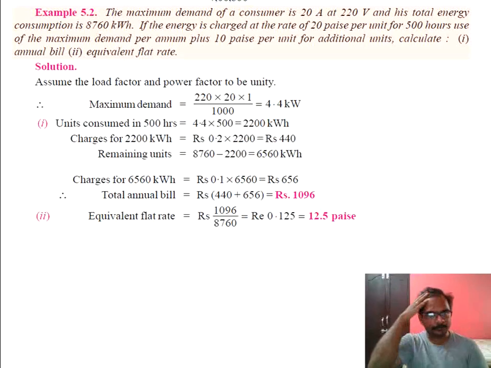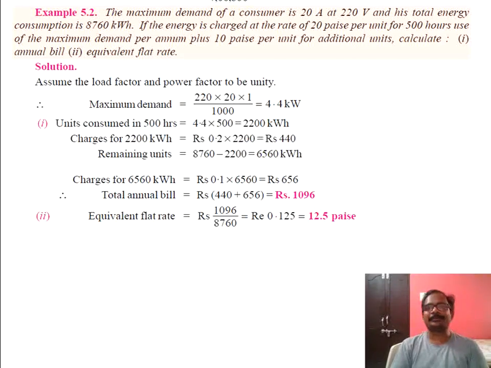And the second problem will be, the maximum demand of a consumer is 20 amperes at 220 volts. And his total energy consumption is 8,760 kilowatt hour. If the energy is charged at a rate of 20 pice per unit for first 500 hours use of the maximum demand per annum plus 10 pice per unit for additional units, calculate the annual bill and then the equivalent flat rate, meaning cost per kilowatt hour.